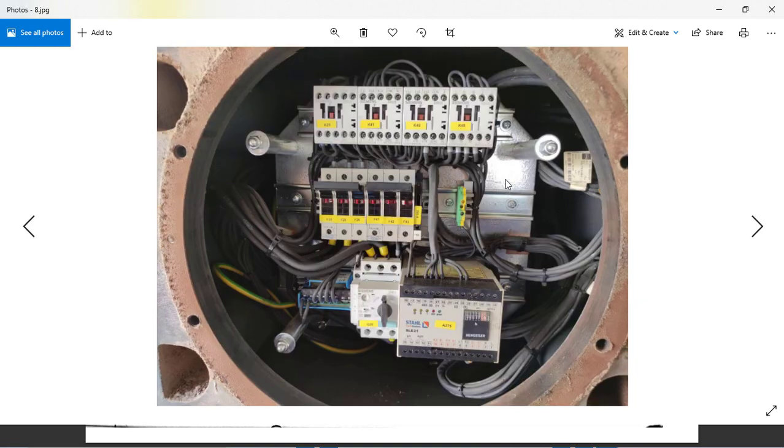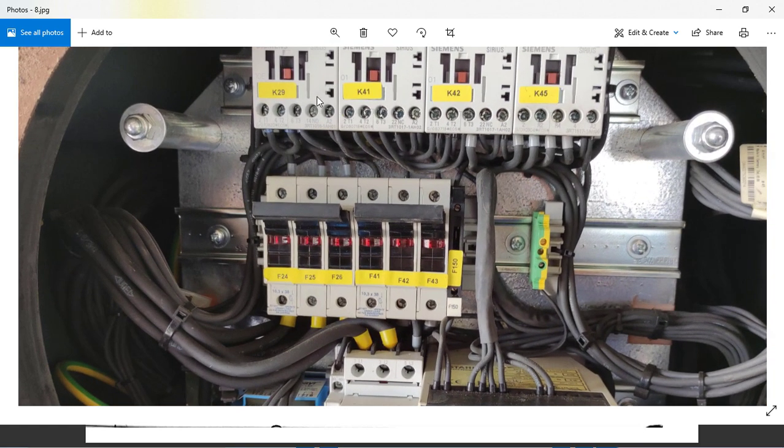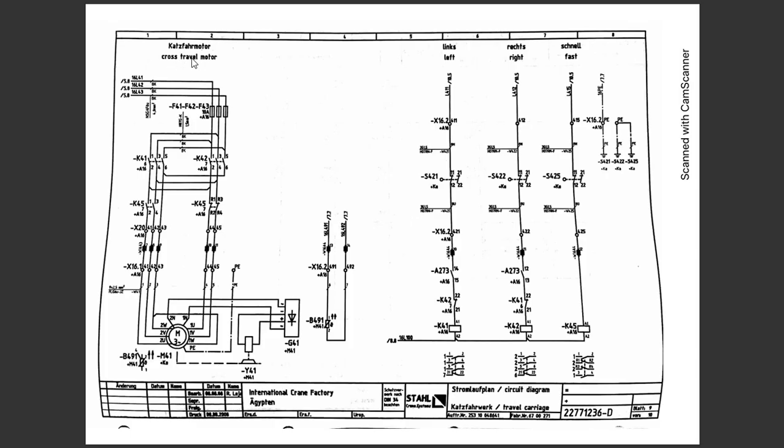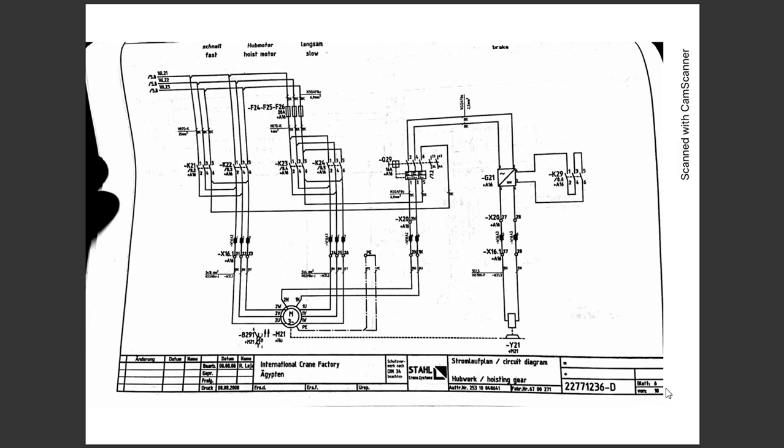Also here inside another junction box we have the contactors K41, K42, K45, K29, which are responsible for the cross traveling motor. Very good. Return back now to this splitting power. The power went here to 6.1. So 6.1 actually is the page which is responsible for the hoisting motor.